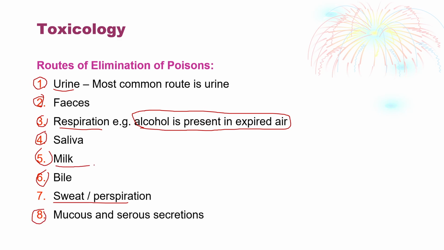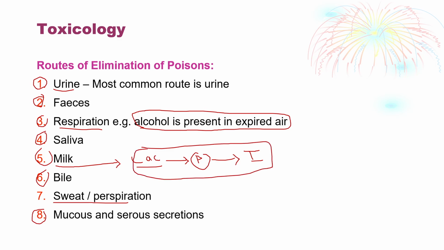So milk is very important. If a mother is lactating and feeding a baby and this mother is under the effect of the poison, in that case it can affect the infant as well. So it might cause two murders by one single action. So this is important. One should know that it is also excreted inside the milk.